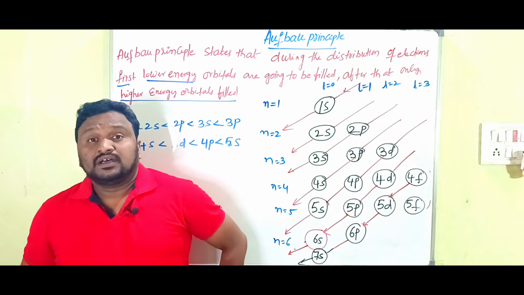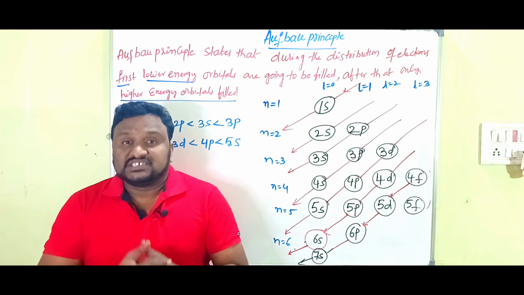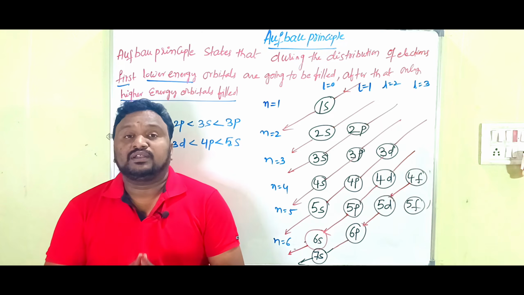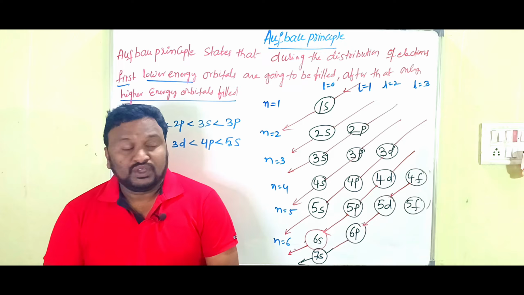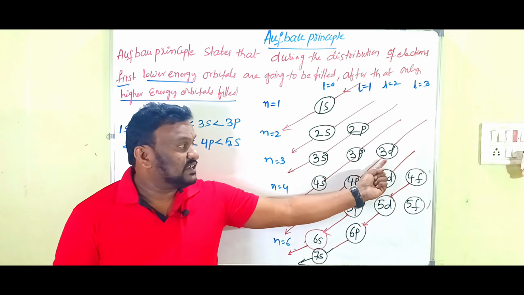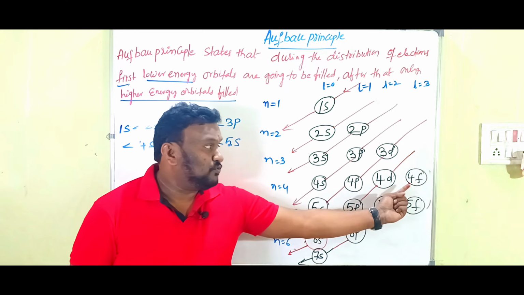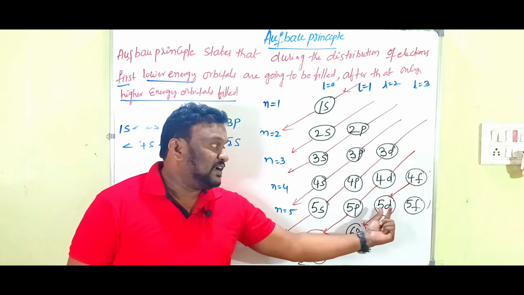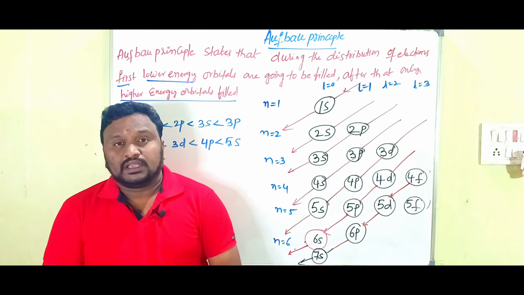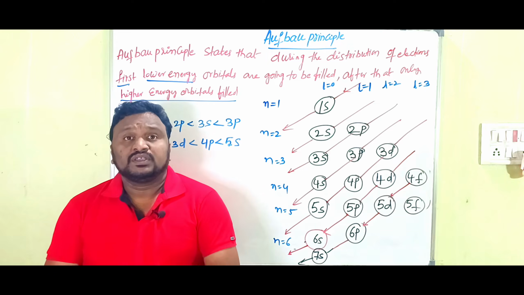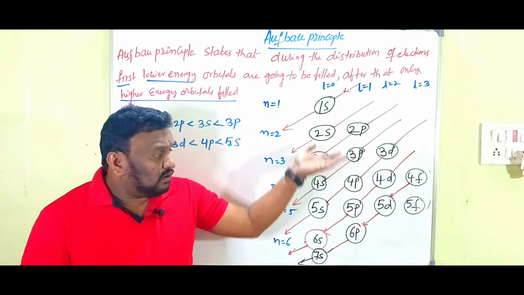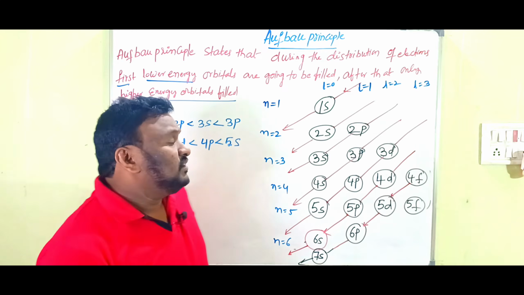So dear students, according to the Moller chart, we can confirm which is the least energy and which is the highest energy. Look at this diagram: 1s, 2s, 2p, 3s, 3p, 3d, 4s, 4p, 4d, 4f, 5s, 5p, 5d, 5f, and 6s, 6p and 7s. The diagram is there in your textbooks also. To distribute the electrons, you have to look at the diagram.